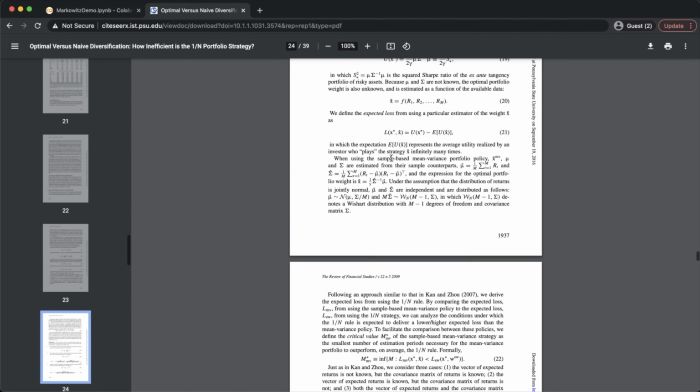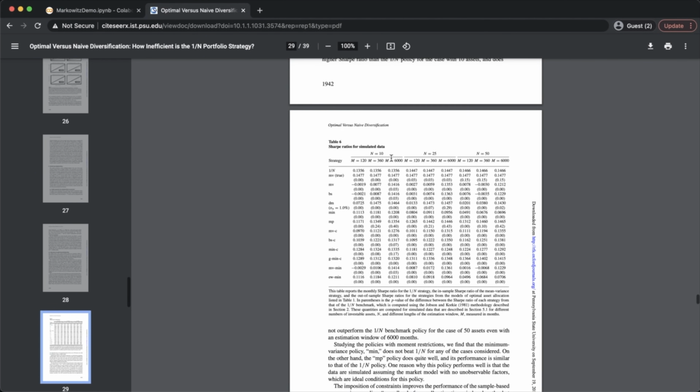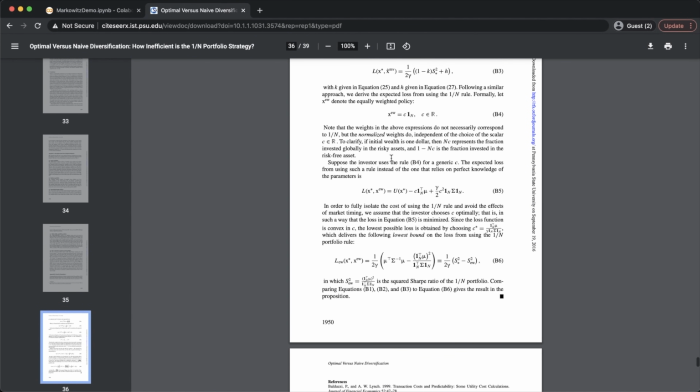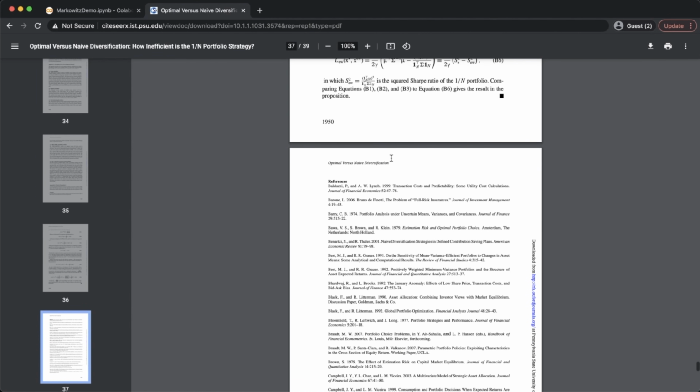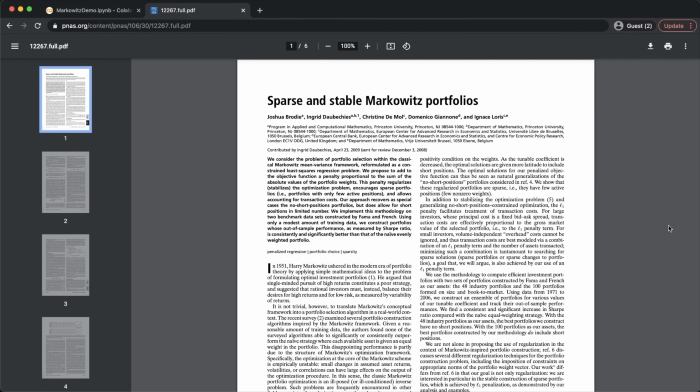It's not really intuitive. It could be intuitive when we have high collinearity between assets. As we saw with the two fictitious stocks, yes, the 1 over n strategy is really good, and could be argued to be optimal. However, other people have looked at this problem in a different way. For example, Joshua Brodie, Ingrid Daubechies, Christine De Mol, Domenico Giannone, and Ignace Loris looked at this problem in a different way.